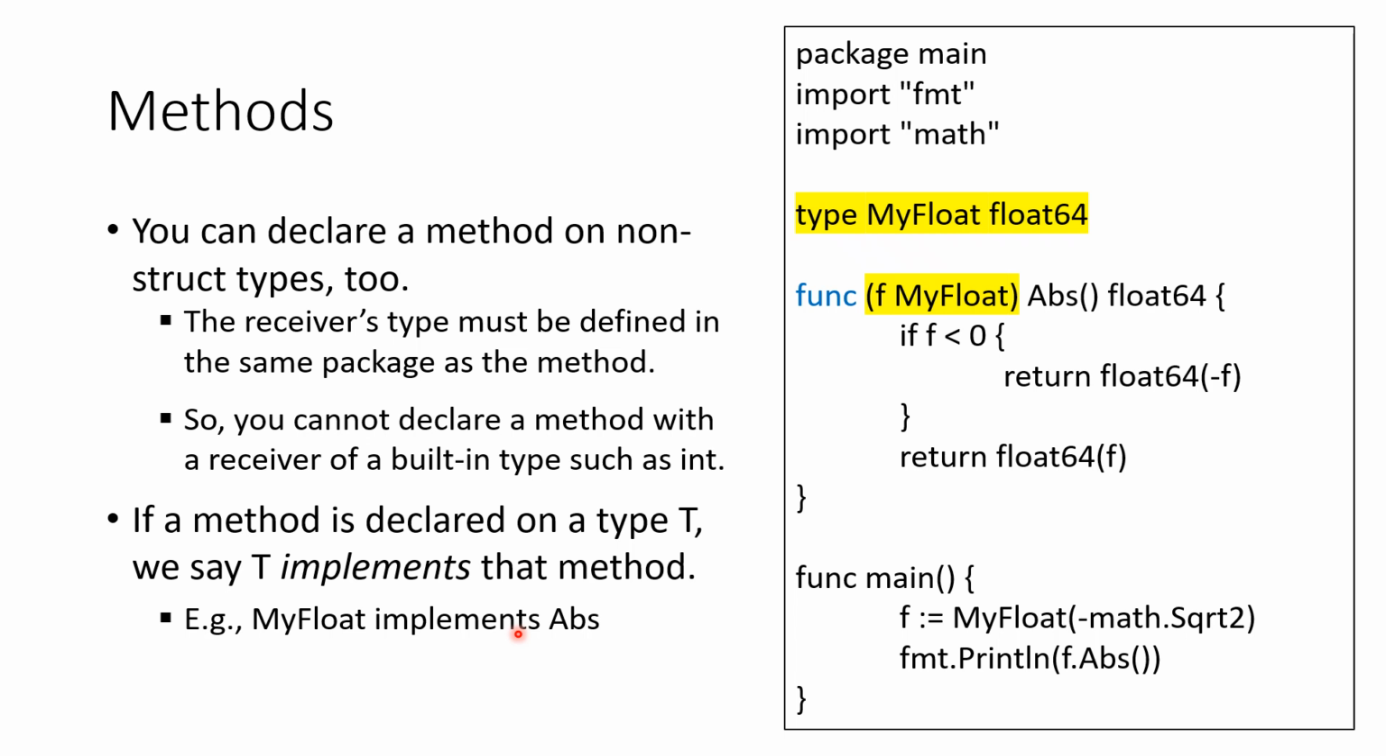If a method is declared on a type T, then we say T implements that method. So in this example, we say that MyFloat implements the method Abs.